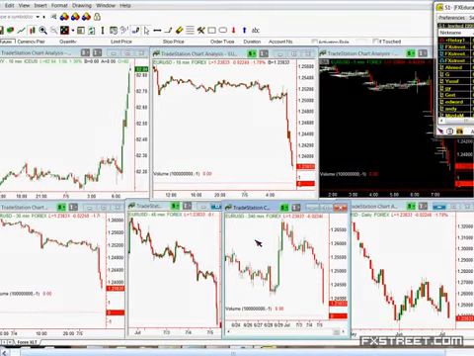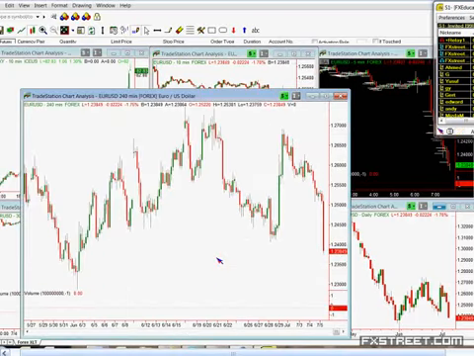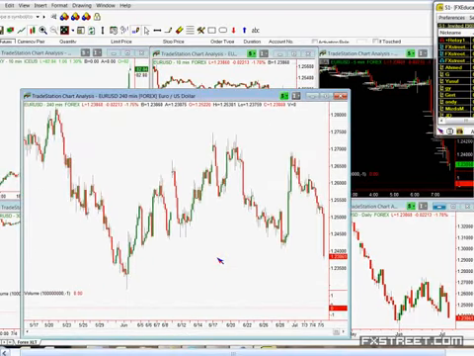Let's take a look at the euro. Let's identify some demand below. I think we already were very clear in the larger time frame, and what we thought was going to happen is playing out.